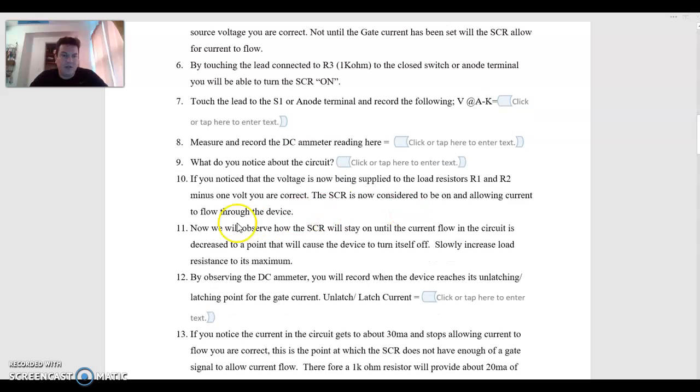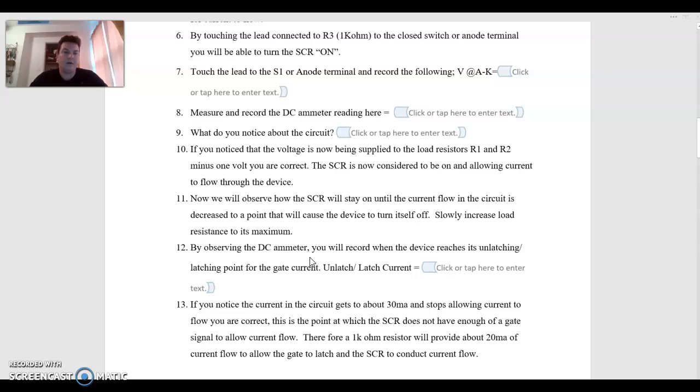The next step that we're going to go to is 11. Now we're going to observe how the SCR will stay on until the current flow in the circuit is decreased to a point that will cause the device to turn itself off. Slowly increase the load resistance to its maximum. You could actually do this one of 2 ways. If you decrease the supply voltage to a point where current flow will drop to a significant point, or if you increase load resistance, that will also decrease current flow through the SCR. By doing that, we're going to observe the DC ammeter.